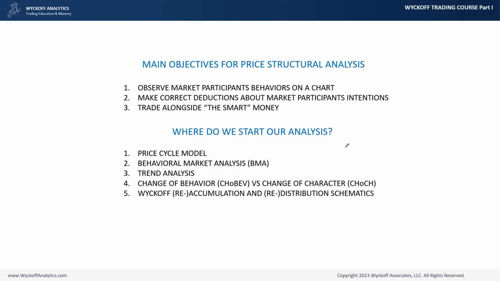Where do we start our analysis? So we're starting our analysis with the price cycle model. That's number one. Then we're going into the behavioral market analysis just to understand what market participants are engaged in the market right now. Then we're doing our trend analysis. Then we're going through our Wyckoff analysis, which is going to start with the change of behavior, change of character, and then going into the Wyckoff phases and events during the consolidations. That's from the top down. That's the way we would analyze the market.